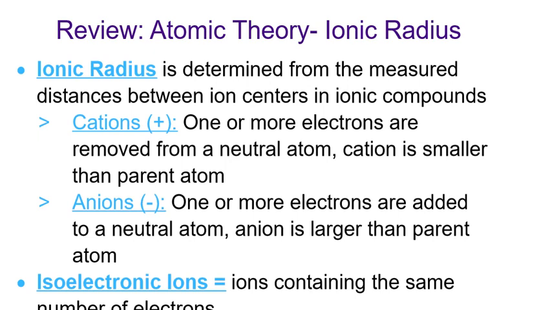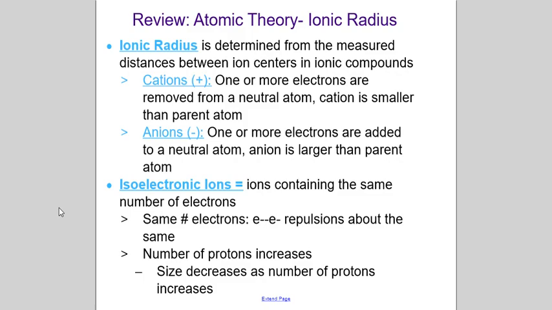So there's that. Quick little review of atomic theory for everything. So ionic radius is determined from the measured distance between the centers of the two ions. So cations are ions where one or more electrons have been removed. So these things are smaller than their parent atoms because they've shrunk into their core electrons. Anions have gained an electron, and they are larger because that electron gained is repelling all the other electrons in that same energy level. They're pushing each other away, which slightly increases that energy level.